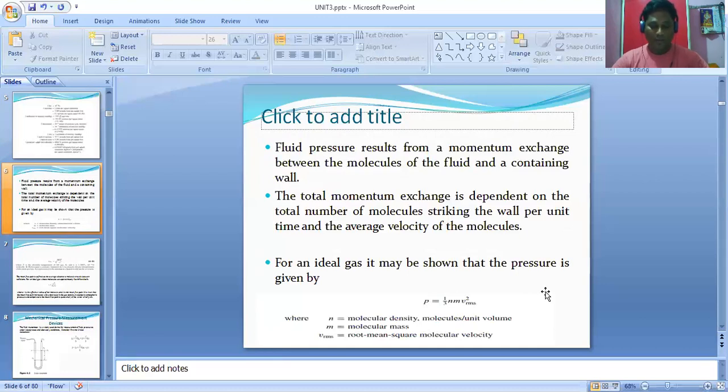Okay, so to find the fluid pressure from the momentum exchange between the molecules of the fluid and the containing wall, the pressure P is equal to 1 by 3 N M V square RMS. Okay.